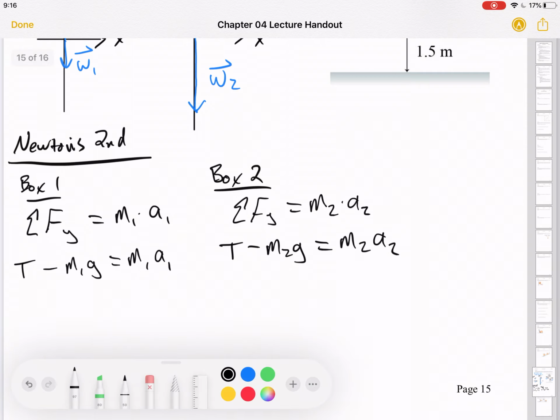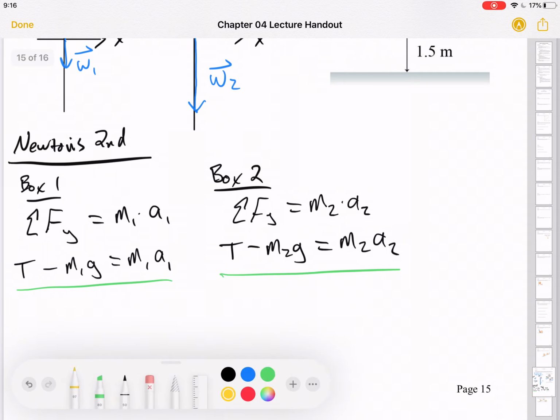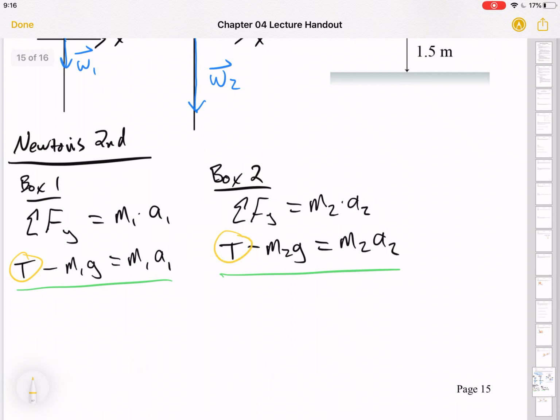Okay, so I have 2 equations and 2 unknowns. I don't know tension and I don't know acceleration. But it's actually 3 unknowns, right? Because here's tension. Let's circle those. Here's tension. Here's acceleration. But those are 2 different accelerations.